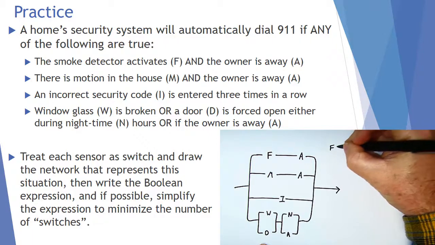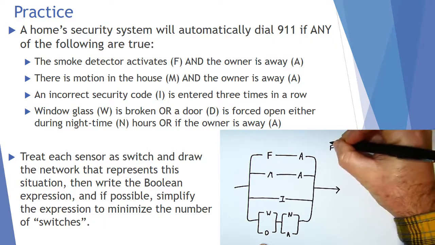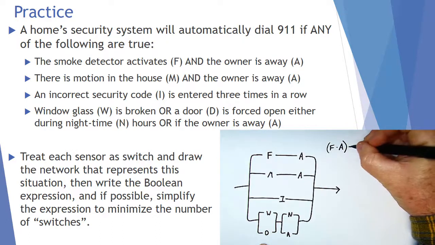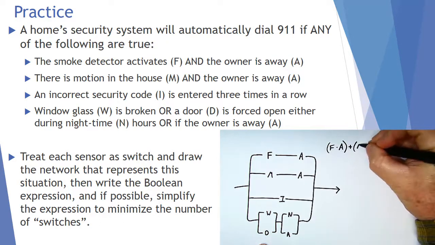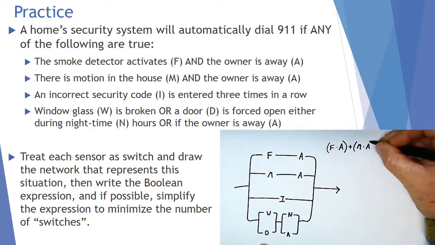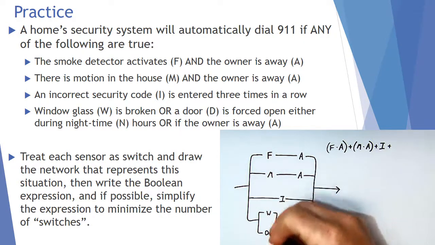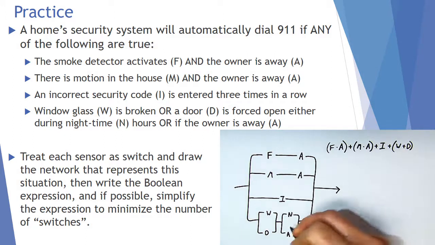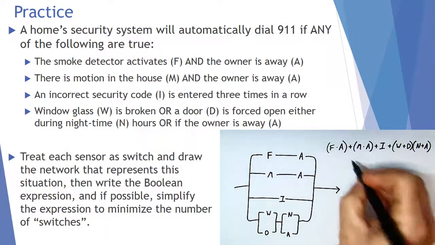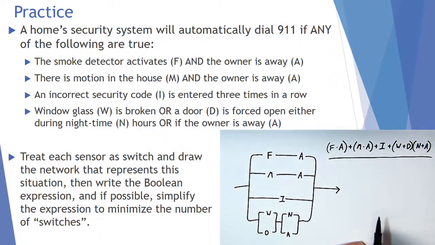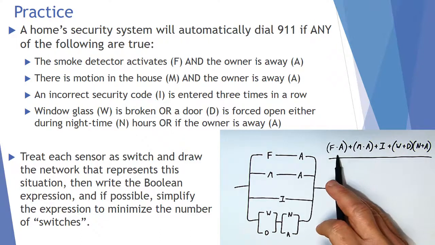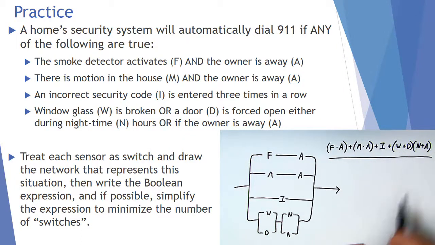We can have F or, times, A. That's one thing that would trigger a call. Or we can have M and A. That would trigger a call. Or we can have the incorrect code entered, switch I. Or we can have W or D and N or A. So there's our Boolean expression. It's kind of a big one, but there again we have 1, 2, 3, 4 different criteria that can be met to trigger a call.